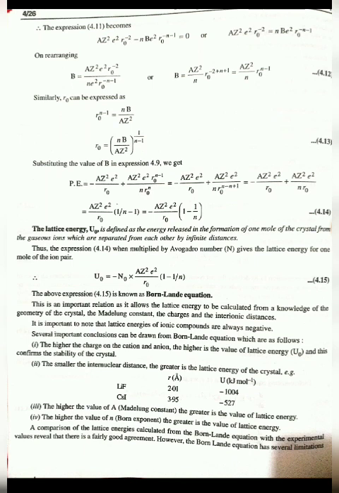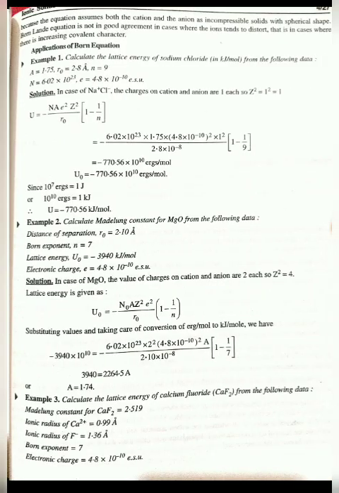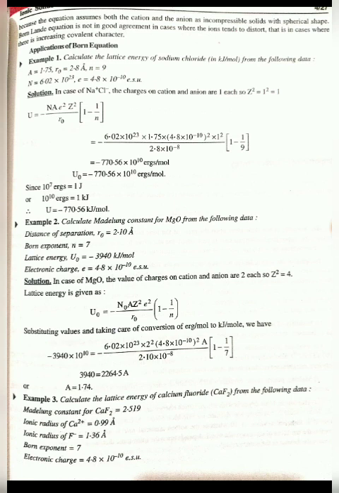A comparison of the lattice energies calculated from the Born-Landé equation with the experimental values reveals that there is a fairly good agreement. However, the Born-Landé equation has several limitations because the equation assumes both the cation and the anion as incompressible solids with spherical shape. The Born-Landé equation is not in good agreement in cases where the ions tend to distort, that is, in cases where there is increasing covalent character. Now there are a few examples based on application of the Born equation.